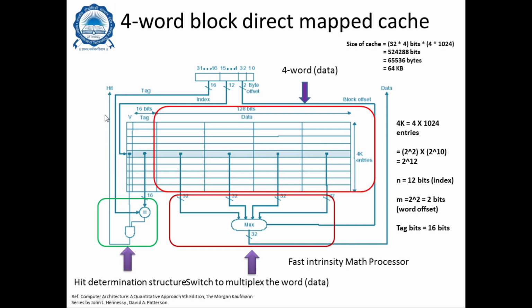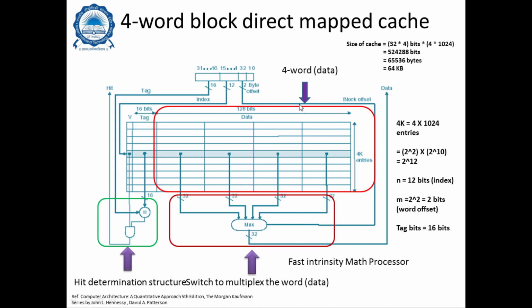Once we know that it's a hit, we need to know from where exactly the data has to be supplied or fetched to the processor. Therefore we need another switch, which is a multiplexer. This is a 4:1 multiplexer that you see here at the bottom of the screen, and the inputs for the multiplexer are coming from the data field of the cache architecture. Since it's a 4-word block, from every word of the data the input is coming into the mux, and the select line of the mux is controlled by the block offset.